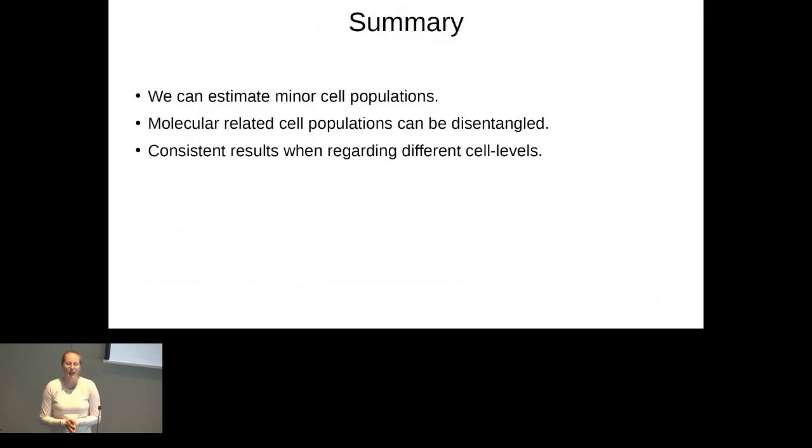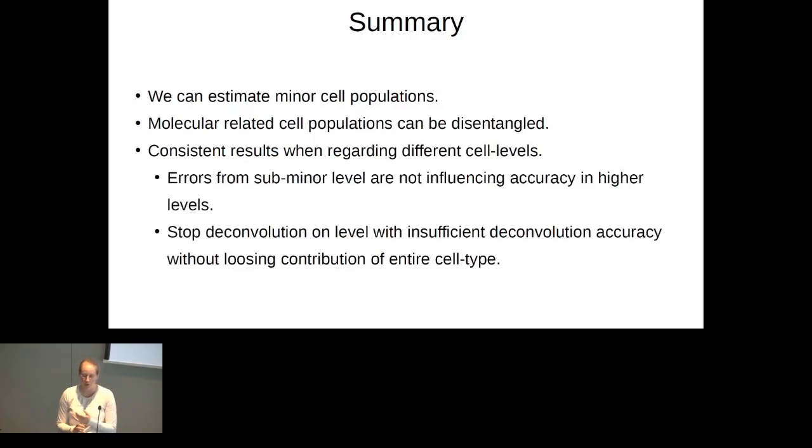So to sum up, we can estimate the minor cell populations, we can disentangle molecular related cell types, and we get consistent results when regarding different cell type levels. And this is important because there are 2 points.